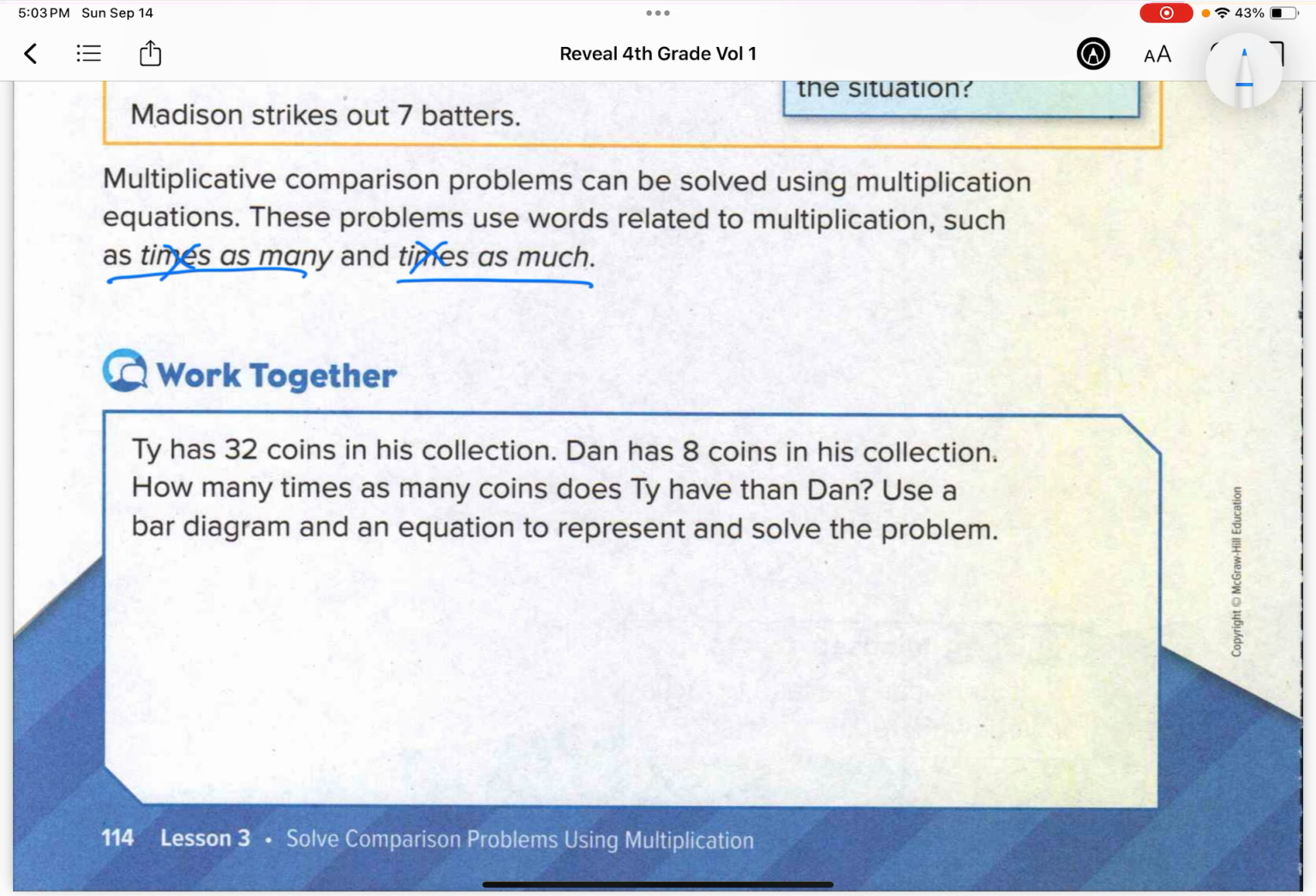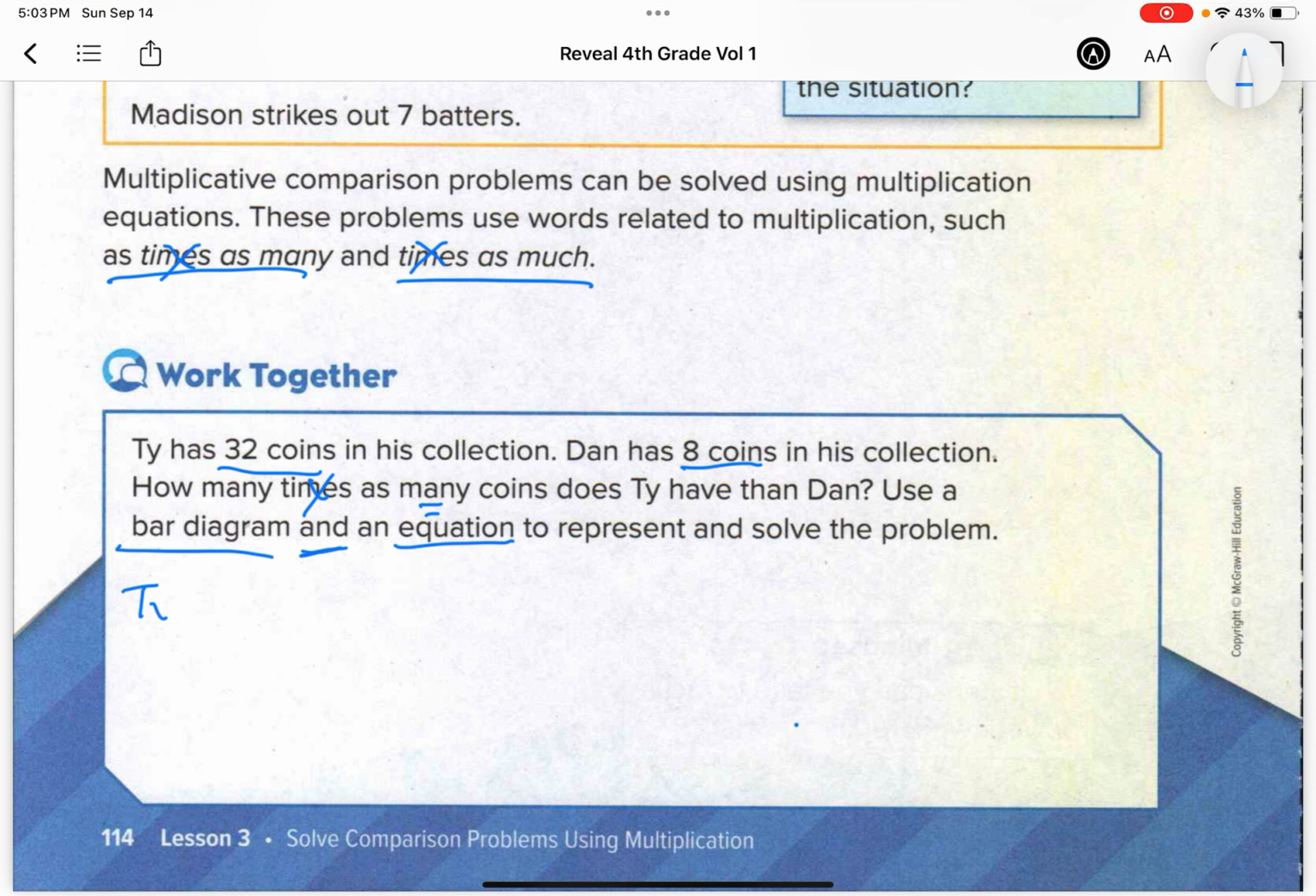Ty has 32 coins in his collection. Dan has 8 coins in his collection. How many times as many coins does Ty have than Dan? Use a bar diagram or a tape diagram and an equation to represent and solve the problem. Remember, equation comes from the word equal, so we need to have that equal sign.